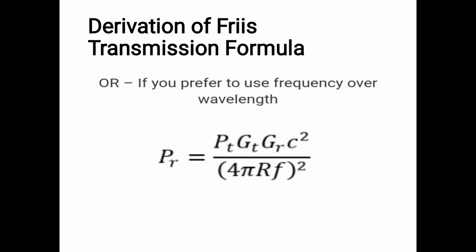Or you can substitute the wavelength, where lambda is equal to C by f. If you substitute lambda is equal to C by f, power received PR is equal to Pt Gt Gr C square by 4 pi r f the whole square.